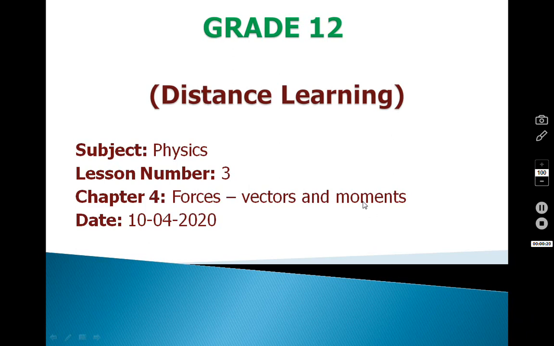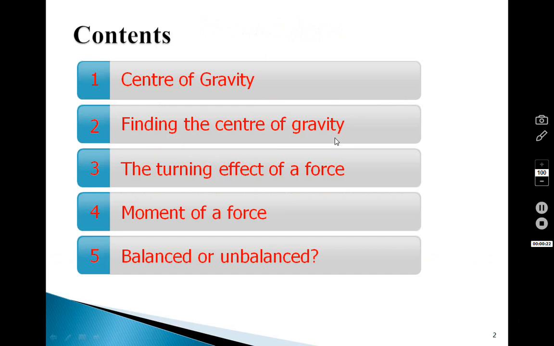Our presentation today will cover 5 main parts. Number 1 is center of gravity: we will say what gravity is and what the center of gravity is. Number 2, finding the center of gravity: we will try to find the center of gravity of different shapes or different objects. Number 3 is turning effect of a force. So what's the turning effect of any force? Number 4, moment of a force. And finally number 5 is balanced or unbalanced.